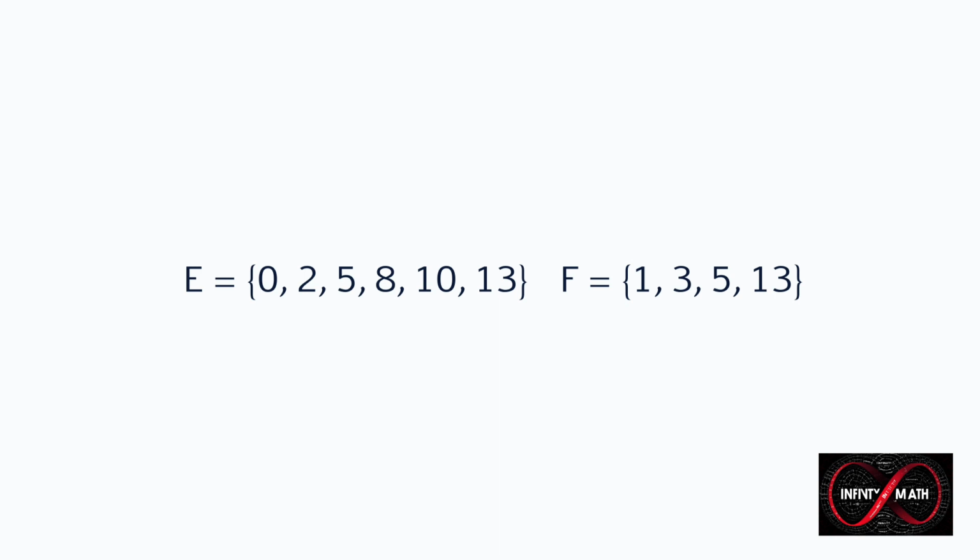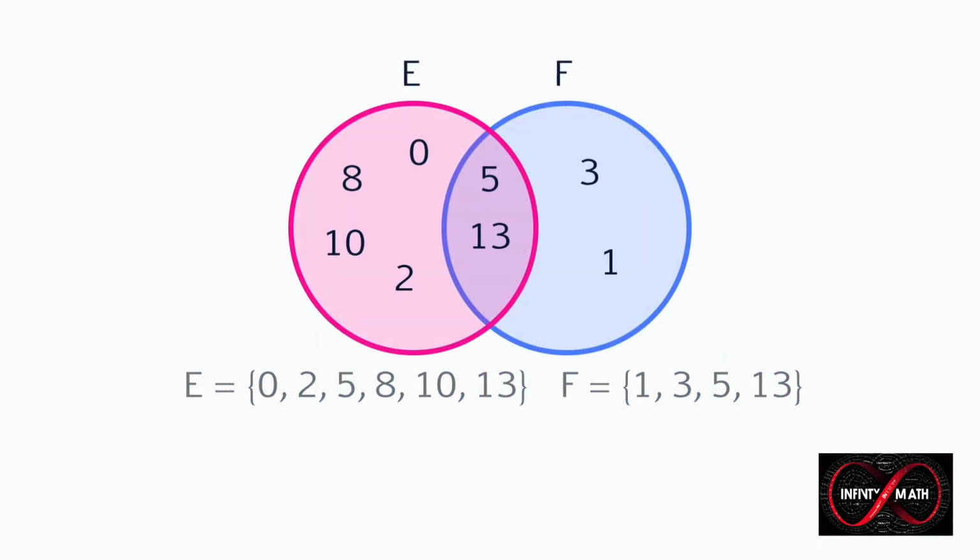Here's another example, this time involving two sets that do share common elements. Set E contains the elements 0, 2, 5, 8, 10, and 13. And set F contains the elements 1, 3, 5, and 13. The two sets have the elements 5 and 13 in common. That means that the Venn diagram representing these two sets will overlap like this. The common elements, 5 and 13, are placed in the area of the intersection.